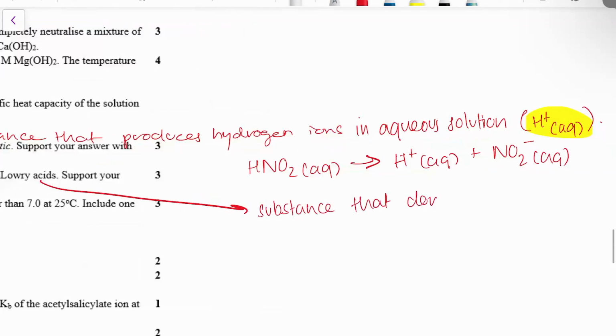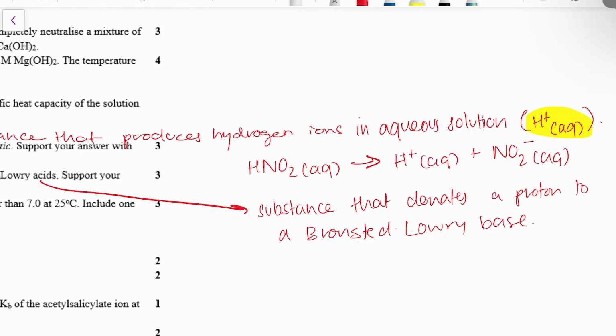donates a proton to a Bronsted-Lowry base. So what that means is when you're writing the equation for the acid, you obviously need the acid in there, but it's not about what the acid makes, it's about what the acid does in relation to something else, which means your acid can't be the only thing on the left-hand side of your arrow. You need a base that's taking the proton from the acid as well.